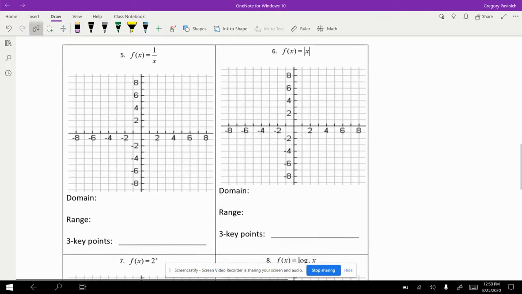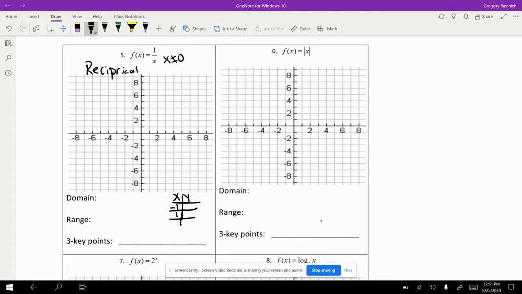The next function is the reciprocal function. And let's do the same thing as we did before. So we're going to get a table of values. And we can plug in -1. Notice this one, you cannot plug in 0, right? So x cannot equal 0, otherwise we would divide by 0. So I'm just going to use -1 and 1.